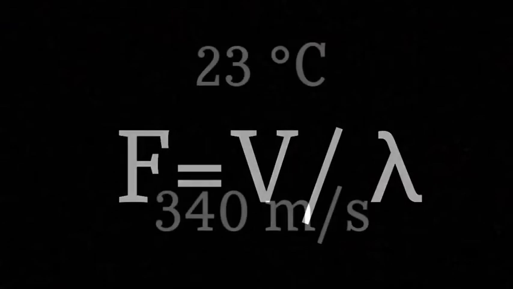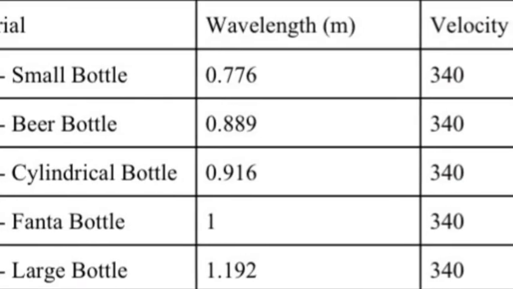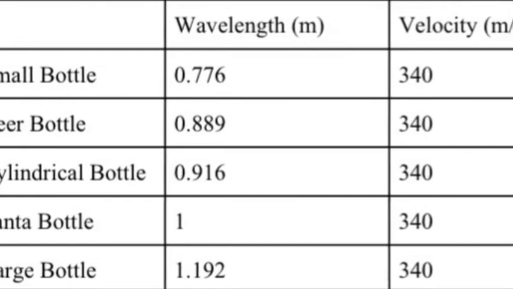The calculated wavelength and velocity was used to determine the frequency. The equation on the screen was utilized. In this equation, V represents the velocity of the sound, F represents the frequency of the sound, and lambda represents the wavelength of the sound. At room temperature, sound waves travel at 340 meters per second. So this velocity will be kept constant for the frequency calculation throughout this experiment. The calculated frequency for each trial is shown on the screen.